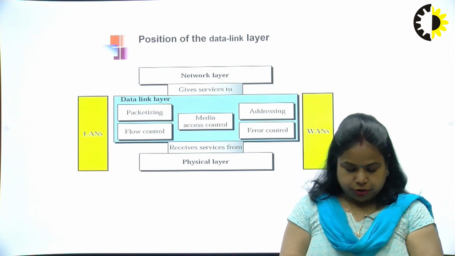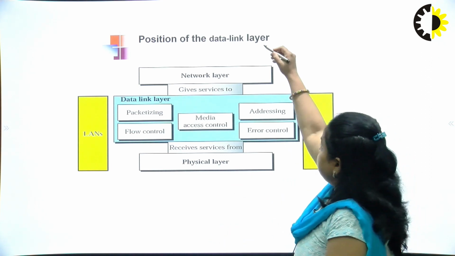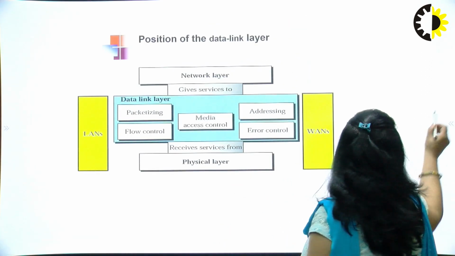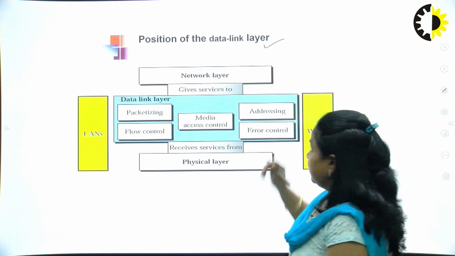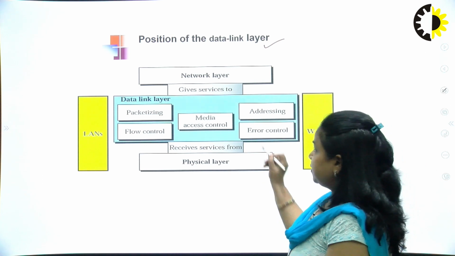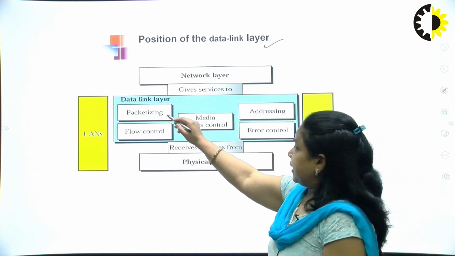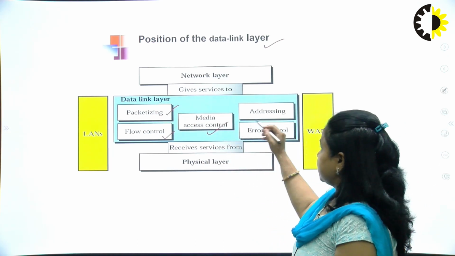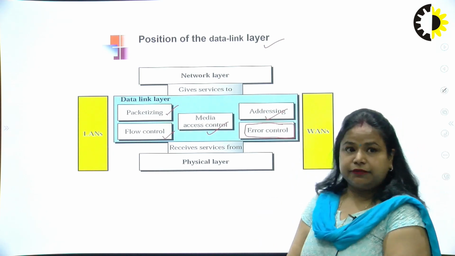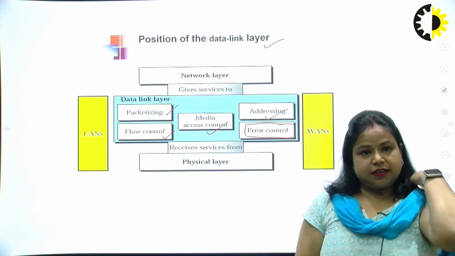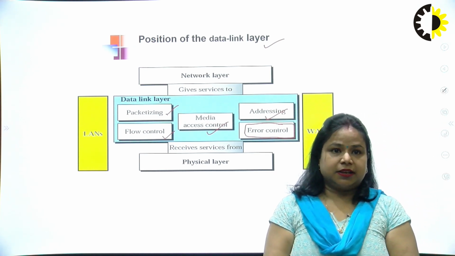First of all, we should know that when we are talking about the data link layer in computer networks, we are talking about the position of the data link layer. The data link layer has certain duties and responsibilities, like packetizing, flow control, media access control, addressing, and one of the major responsibilities or features of the data link layer is error control. So in this lecture today we are going to discuss error control.